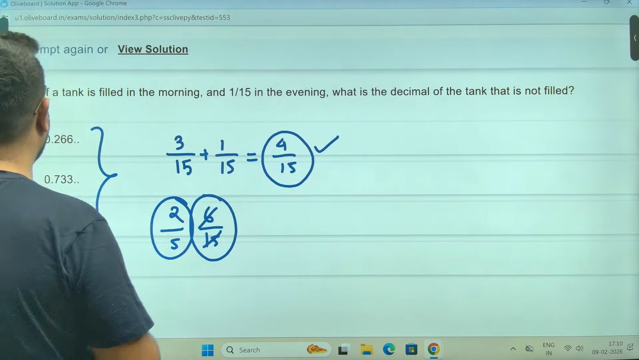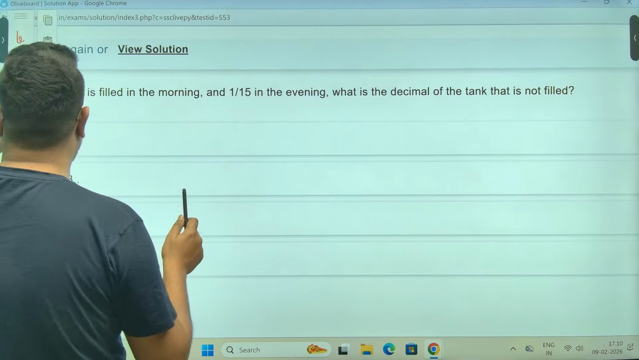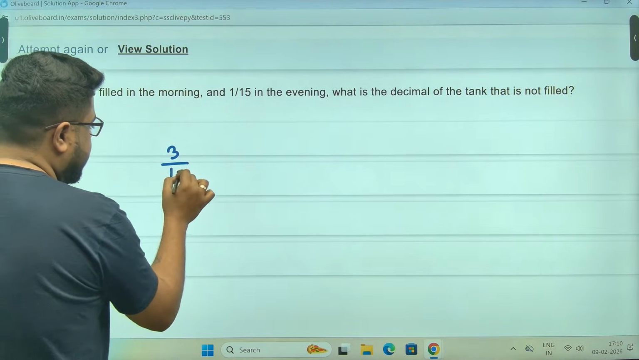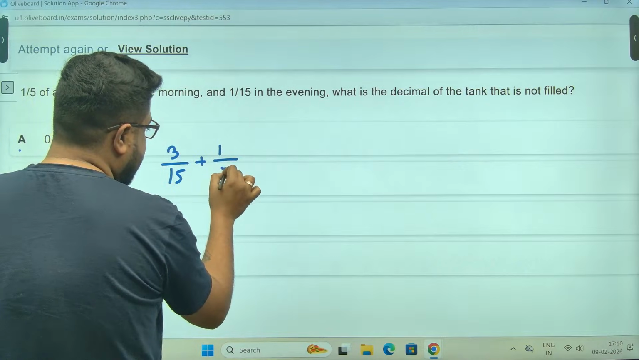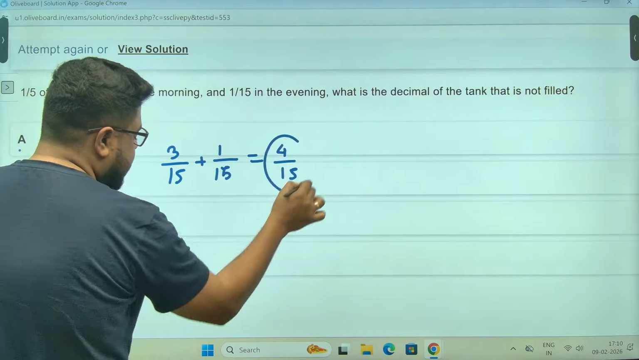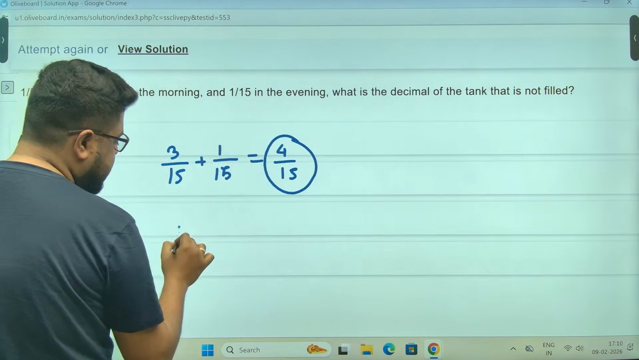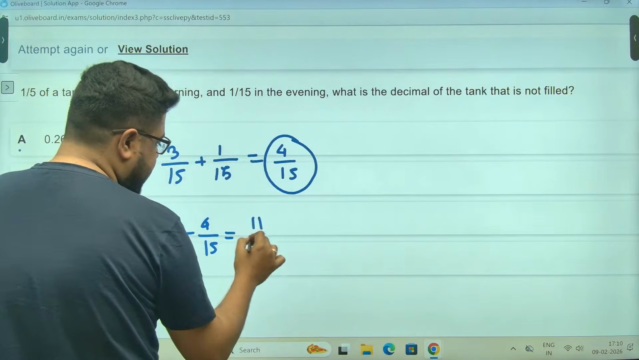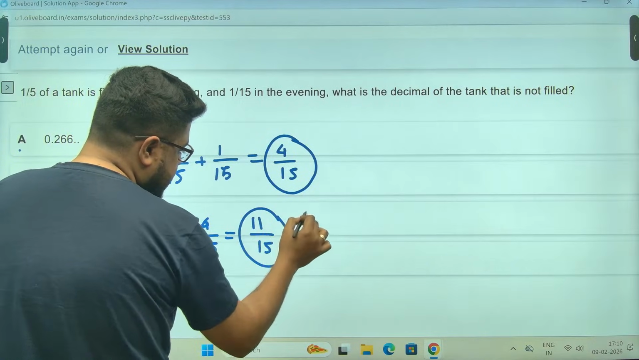Extremely sorry, I wrote that wrong. It is 3 by 15 plus 1 by 15, that is 4 by 15. So the remaining will be 1 minus 4 by 15, which is 11 by 15, sir.